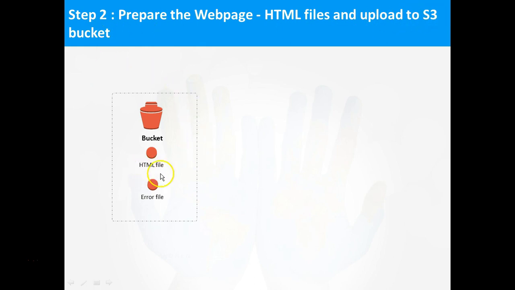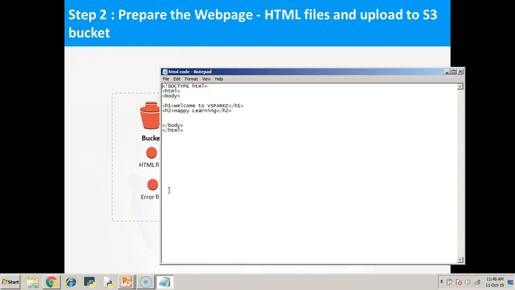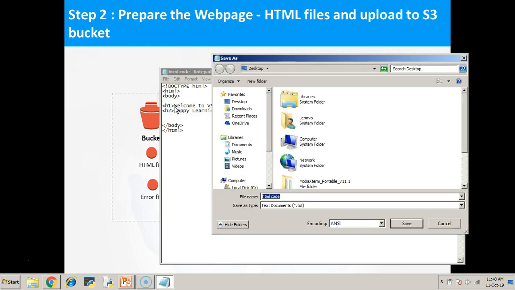Second step, we are going to prepare the web pages and upload them to the S3 bucket. We need to prepare two files. One is the main file and the other is the error file. So this is your HTML code. You can get this in the description of this video. Just save this code as index.html. The index file and the error file should have the HTML extension.